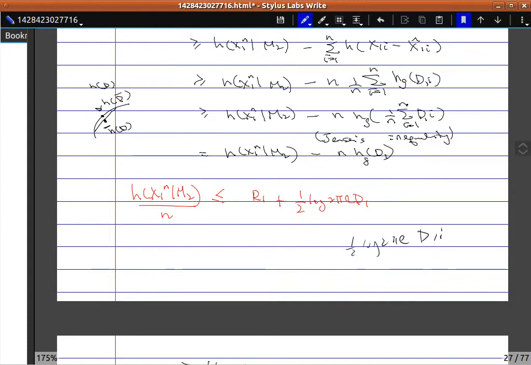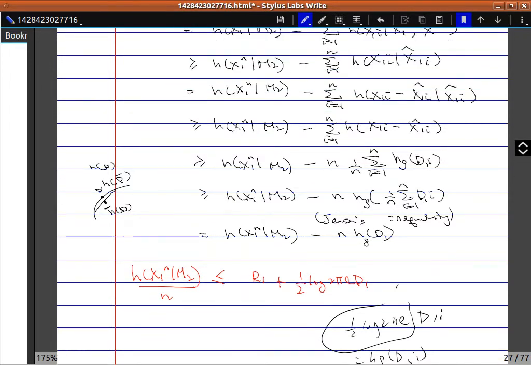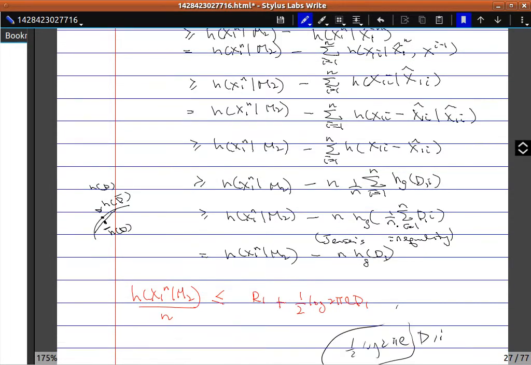Then this log function, you can think of this as the hG function, hG of d1i here. This hG function is concave. So by Jensen's inequality, this one is bigger than this, and this is just equal to d1. So the average distortion across the whole vector will be just d1. Therefore, we have this.